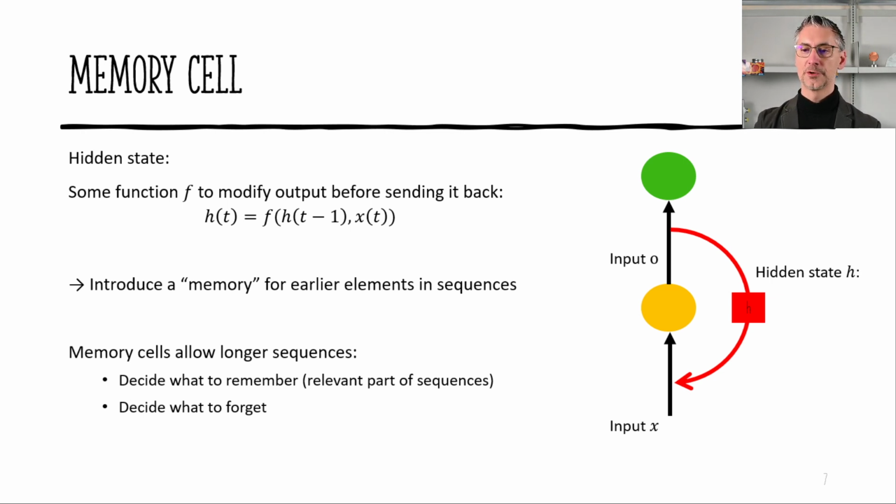We introduce some arbitrary function eta, and this is some function of the previous times plus the input. And effectively, here we introduce some sort of memory for earlier elements in the sequence, because we can now choose how to operate on the output of the node. These memory cells help us to allow longer sequences, because we can decide what we want to remember and what is relevant to our sequences, and also decide what not to remember, or to forget.